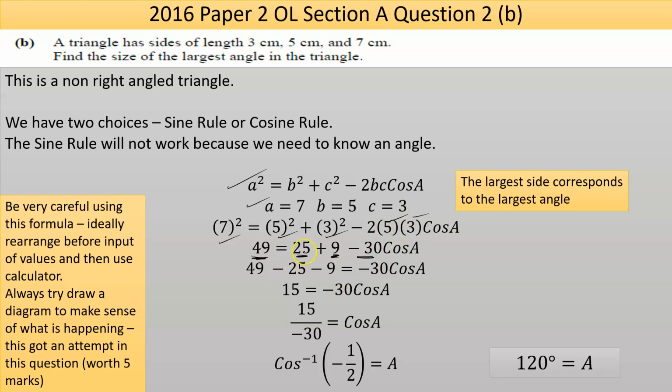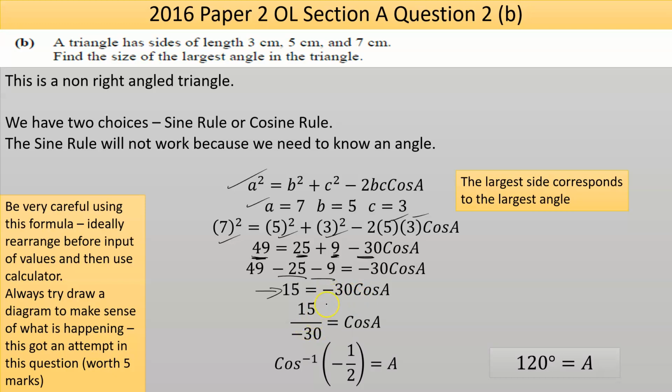And then I start to bring them across the equal. This 25 was added on the right, becomes subtracted on the left. This 9 was added on the right, becomes subtracted on the left. On my next line here, I do that. 49, take away 25, take away 9 is 15. Then I'm just bringing the 30 across. The minus 30 is multiplied by the cos A. So when it comes across, it becomes divided. Notice the sign doesn't change.